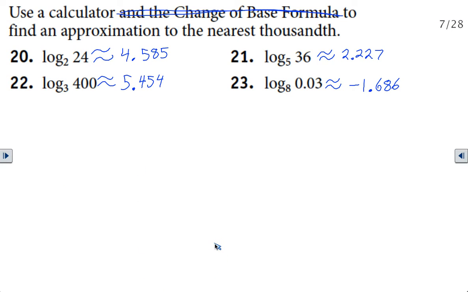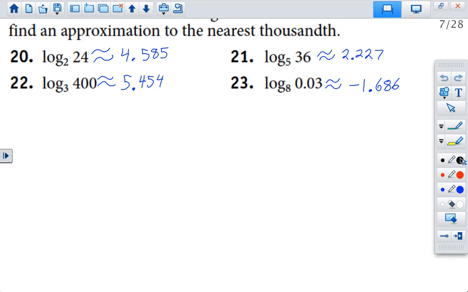All right, these problems, remember, I've told you time and time again, if it says use the change of base formula, just cross that out. Just use your calculator. Approximate to the nearest thousandth. You will probably have a problem like this on your test. At least one of them. Check your work. Make sure those answers are correct.